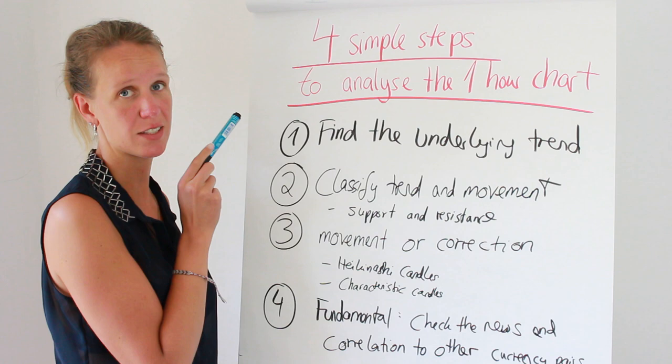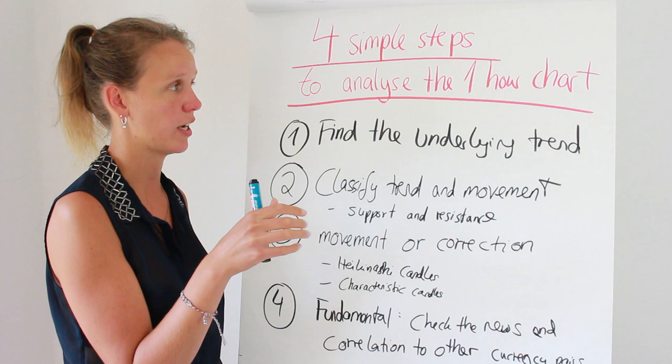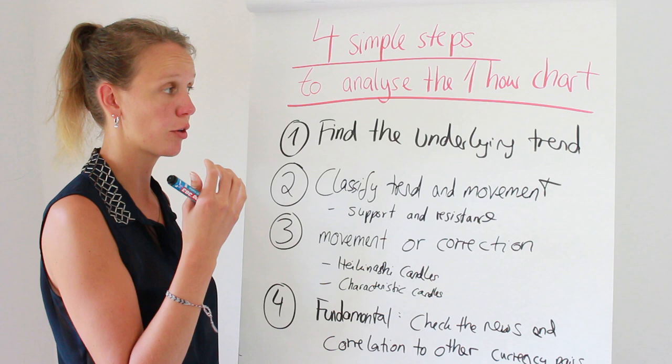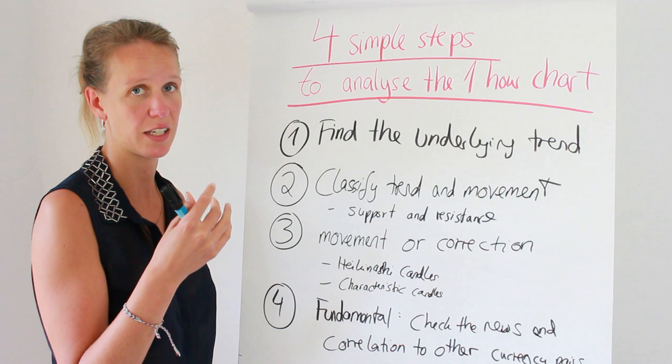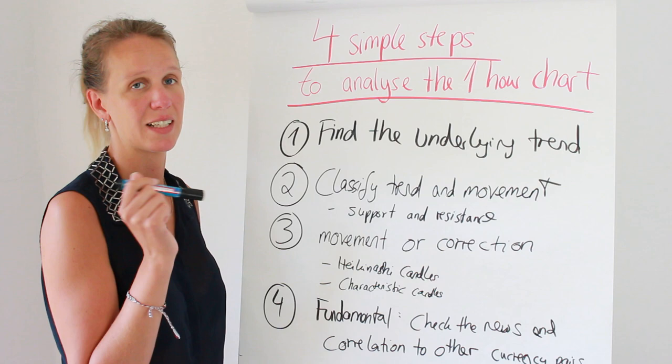So let's sum up. First, find the underlying trend. Zoom out of the chart, go on a higher time frame, and then you get a better picture and a clearer picture for you in order to tell. And if you need some help, just add an indicator, for example, the moving average. It will help you. Second step, classify the trend and movement.